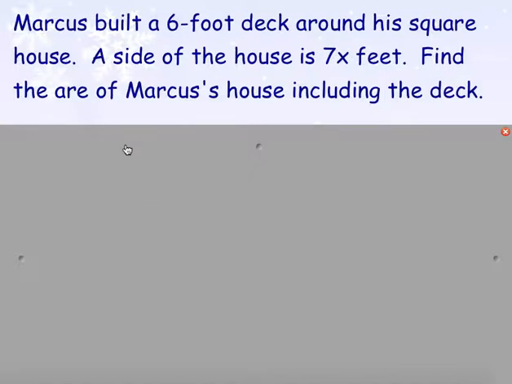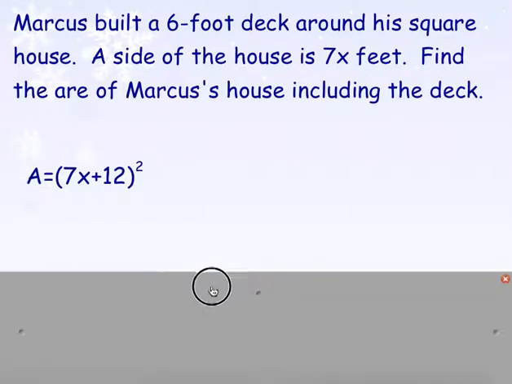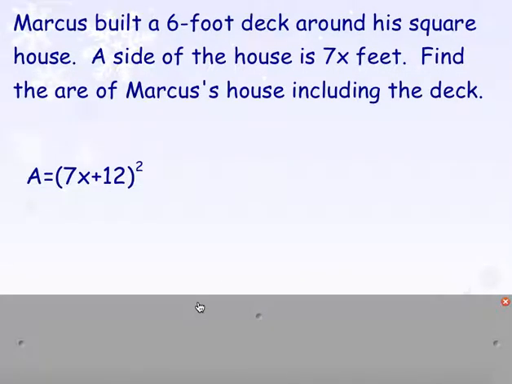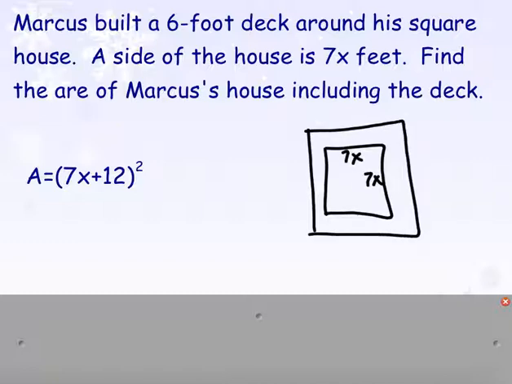Okay. Another one, we have a 6-foot deck around a square house. The side of the house is 7x feet. So find the area of Marcus's house, including the deck. So I'll draw a picture of this. We have this house, the square house, that's 7x by 7x. And if we do a deck around, this is going to add 6 on each side. So 7x plus 12. And it's square, so we're going to square it.